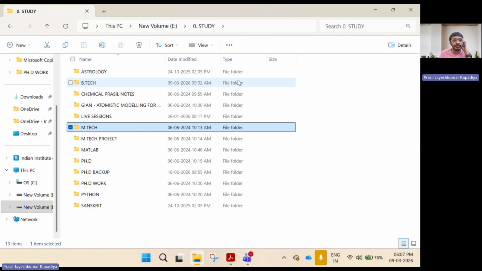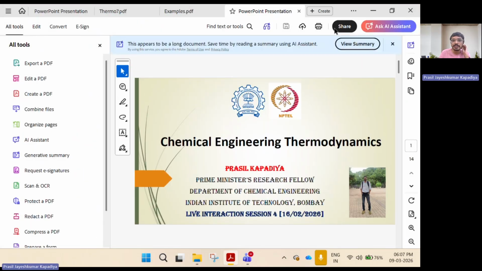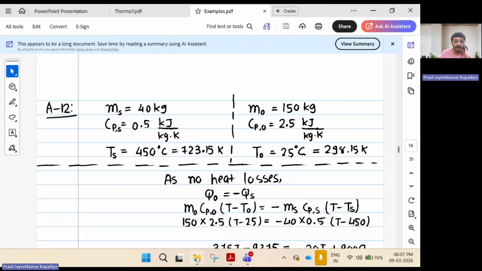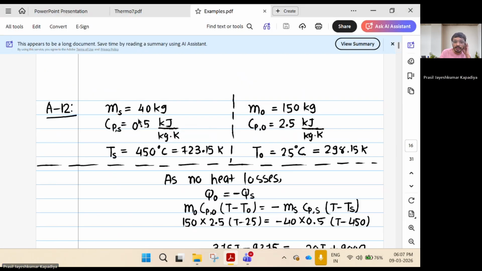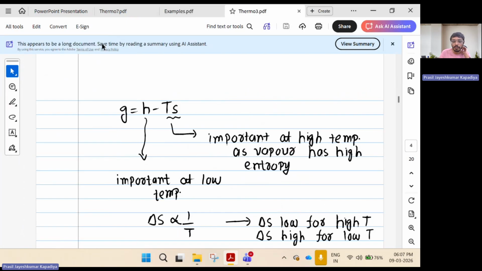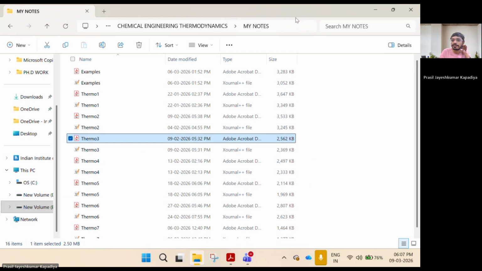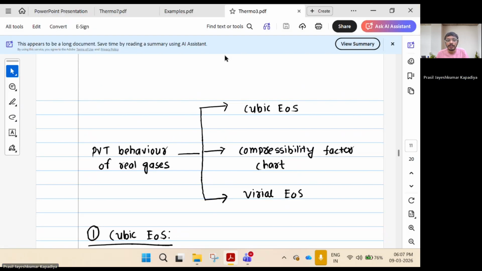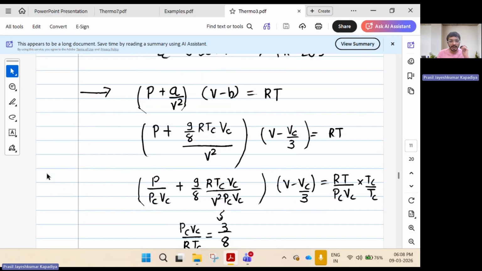So, I guess the virial equation of state was in this lecture. So I will just show the equations. Virial equation of state for pure component. No, not in this one. I guess it is in this one. Yeah, this one. This is the cubic equation of state that we are discussing right now.